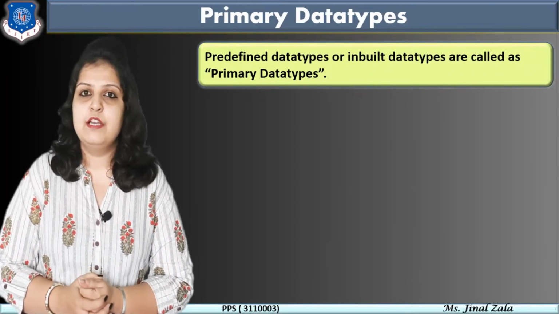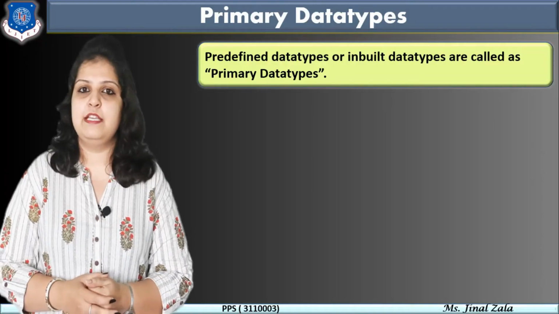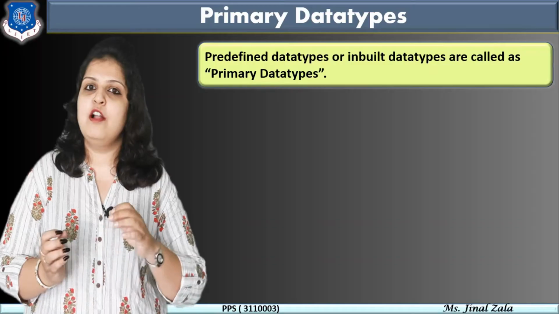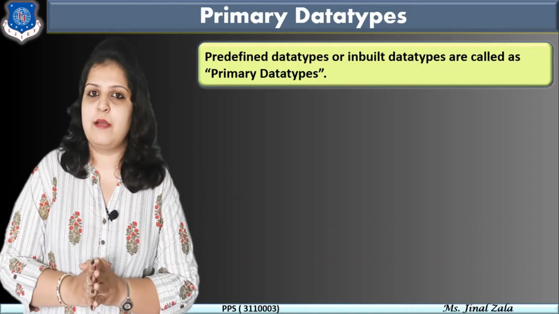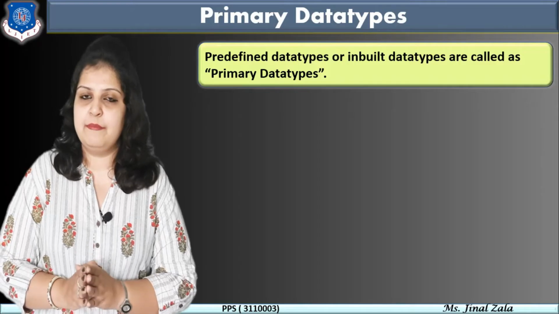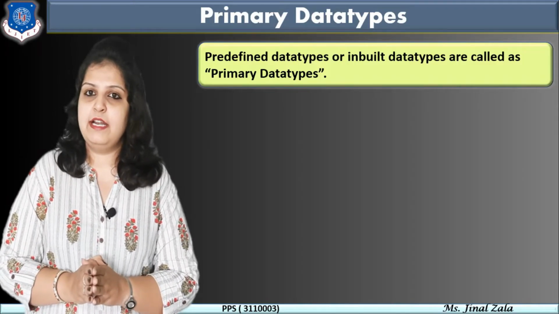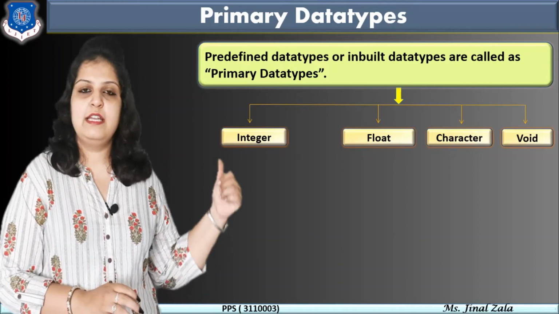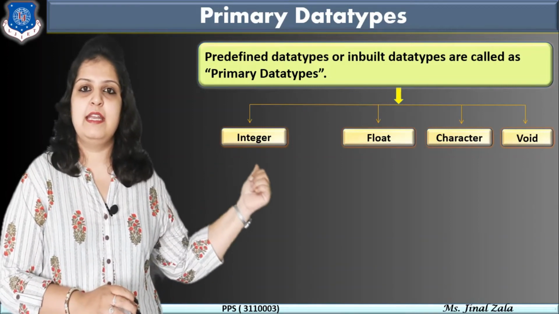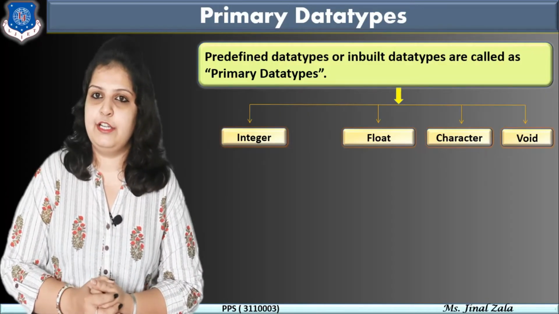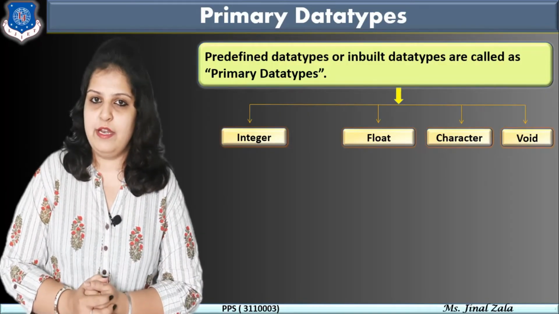Predefined data types, or inbuilt data types, are called primary data types. This means the data type is already defined in our C programming. The user doesn't need to create it. These primary data types are mainly divided into 4 categories. The first category is integer, the second is float, the third is character, and the last is void.